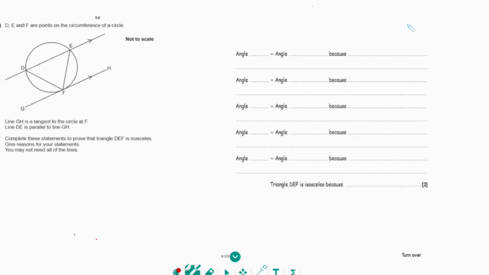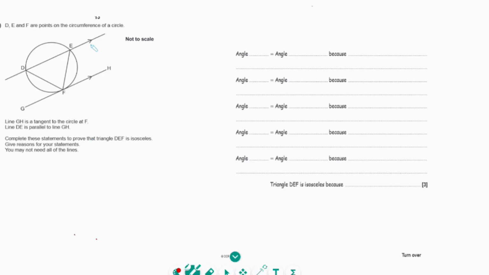DEF are points on the circumference of a circle. Line GH is tangent to the circle at F. Line DE is parallel to line GH. Complete these statements to prove that triangle DEF is isosceles. Give reasons for your answer.